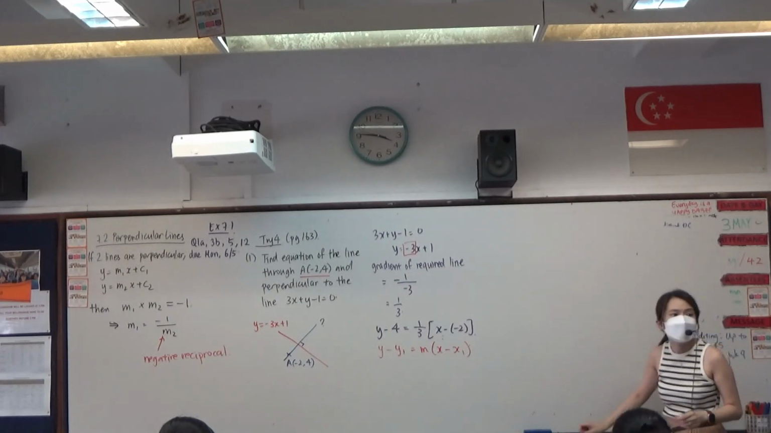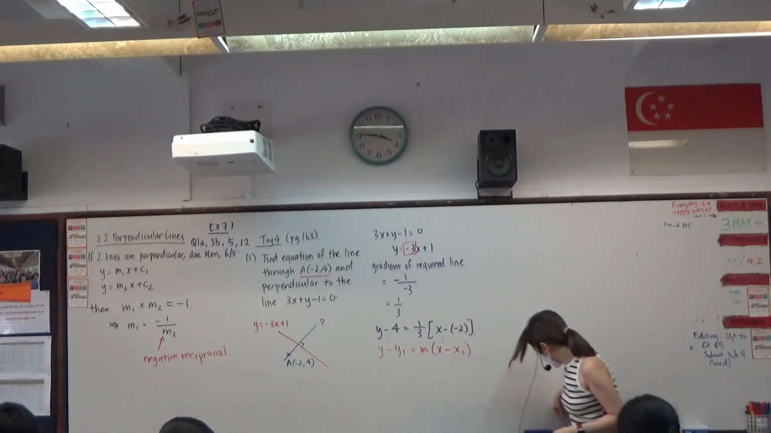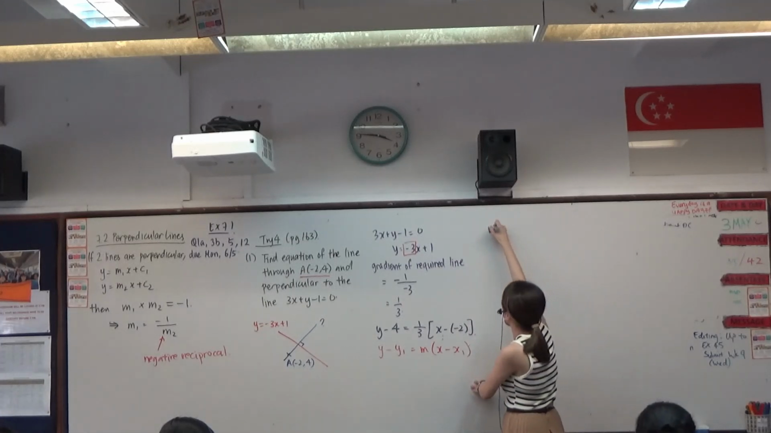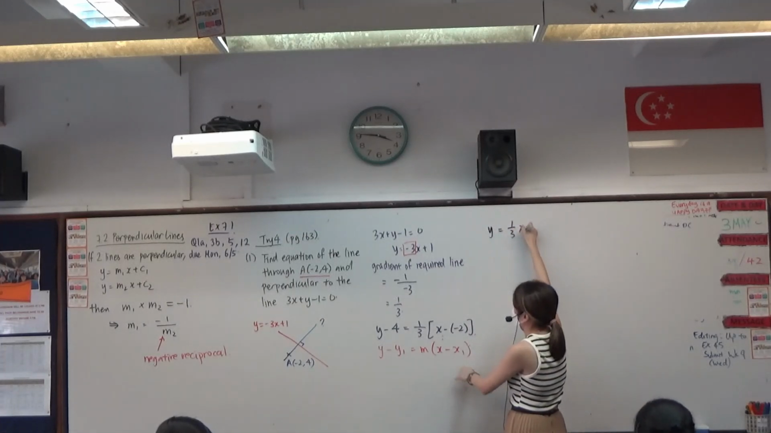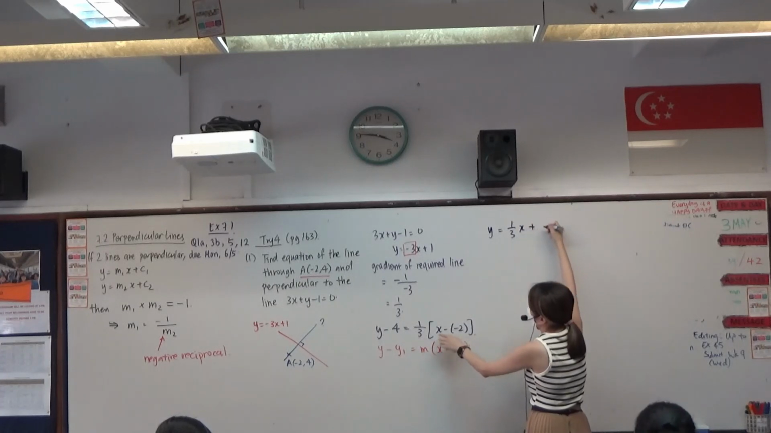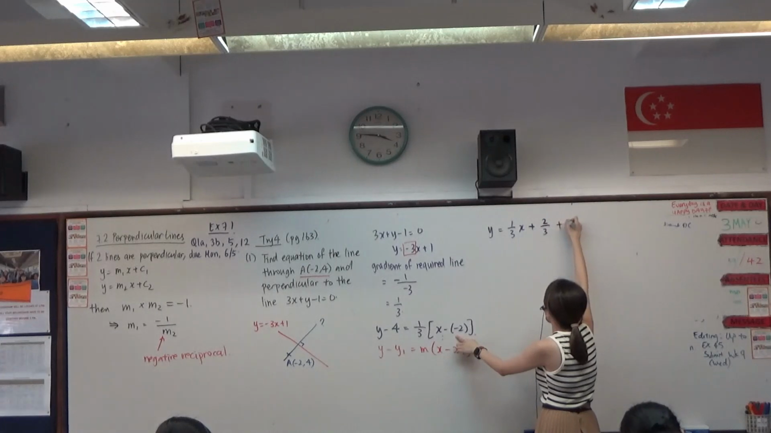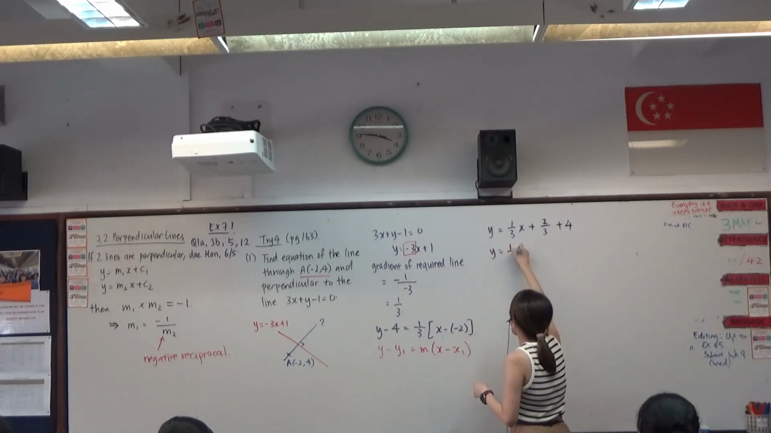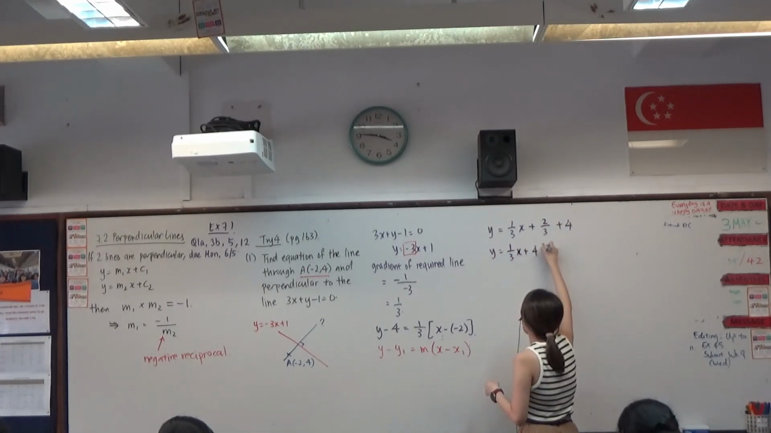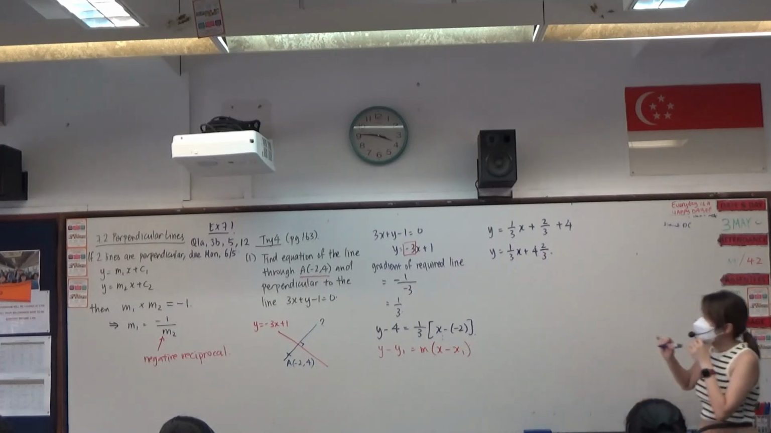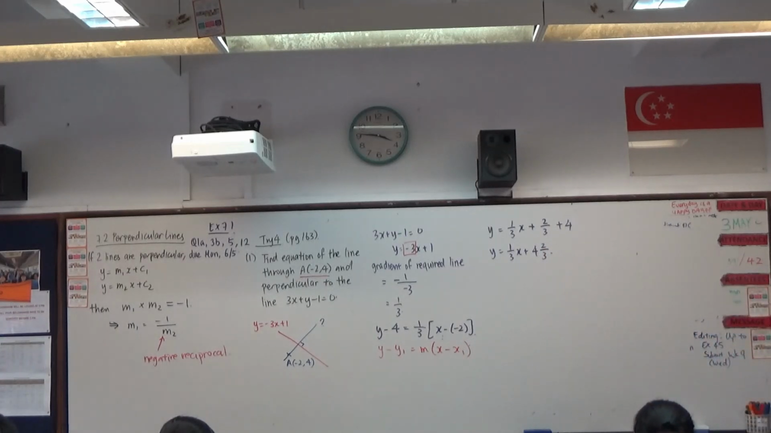Okay. Then from here, I expand it. So 1/3 times 2, so 2/3, then plus 4. So the equation of my line will be y equals 1/3 x plus 4 2/3.